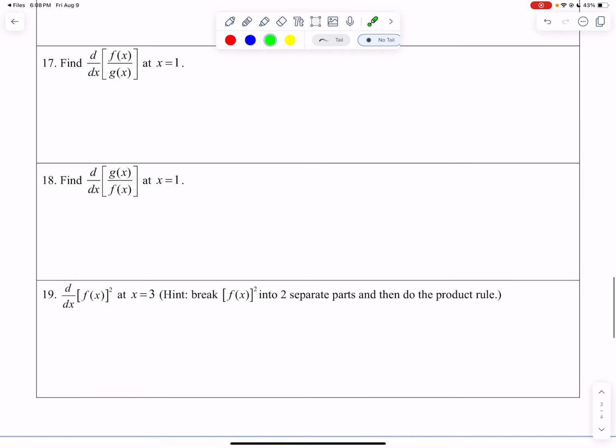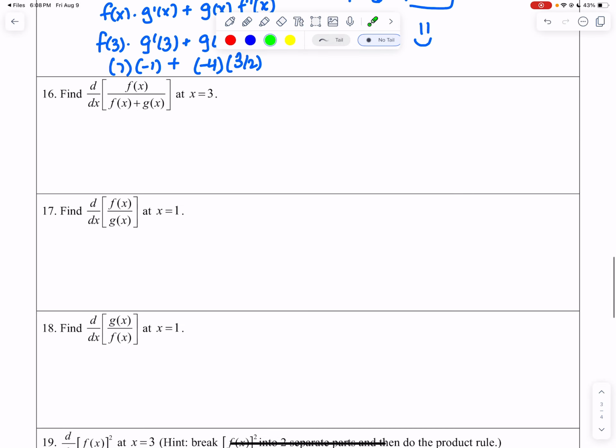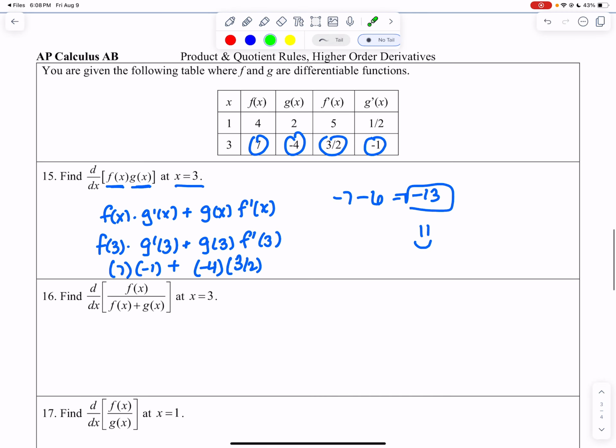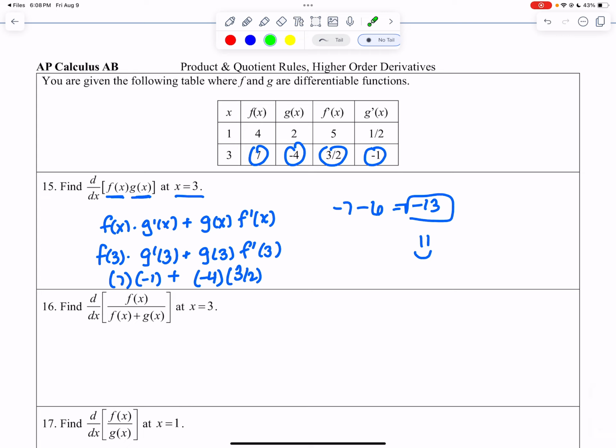Same thing with 16 through 19. Lots of fun. Love tables. Love product and quotient rule. All right, in the next video, we are going to be talking about chain, and we are going to talk about implicit. Lots of fun.